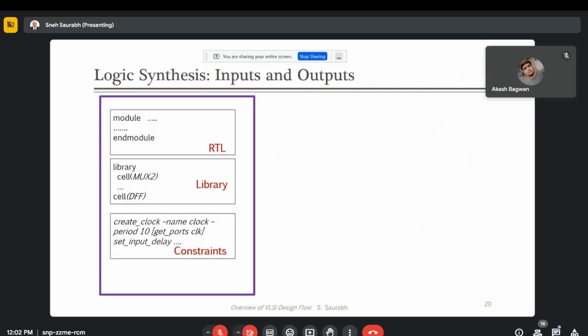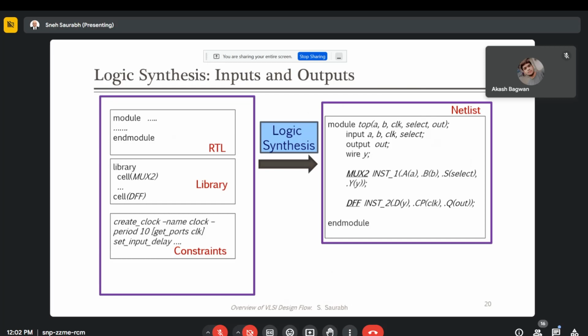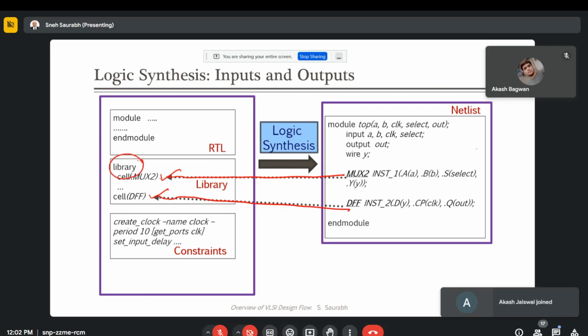So suppose our library contained a multiplexer cell mux2 and a flip-flop DFF, then the tool will actually pick this multiplexer and put it in the netlist. It will put this DFF from the library. This is a library which we have given as input to the synthesis tool. That is the .lib file that we have given to the tool. The tool will pick the right cells or logic gates from our library and put them in our design or our netlist.